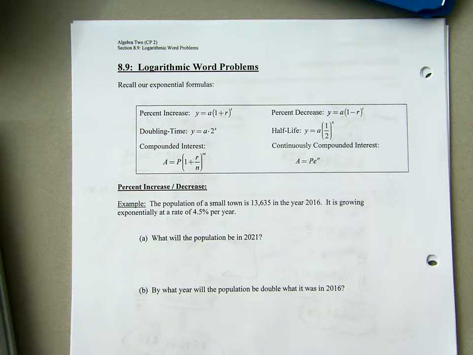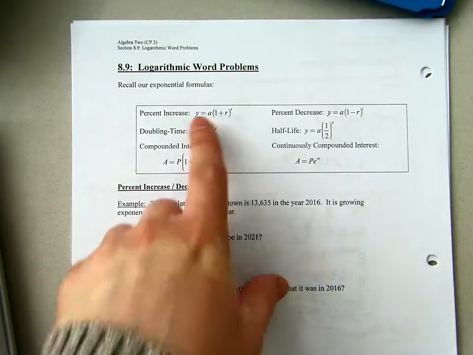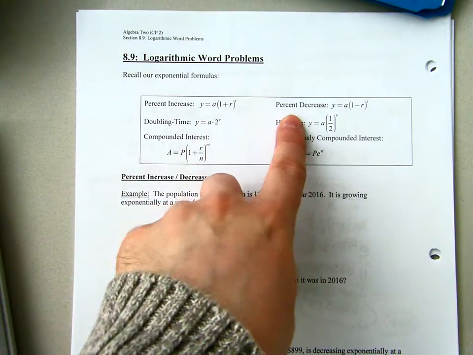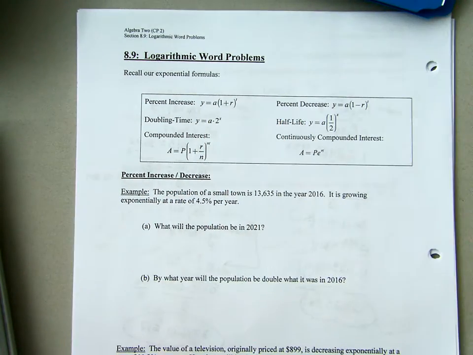In the beginning of the chapter, we looked at 6 formulas that we worked with. The first one for percent increase, second one's really the same thing for percent decrease. We did our doubling stuff, our half-life problems, our compounded interest, continuously compounded interest.